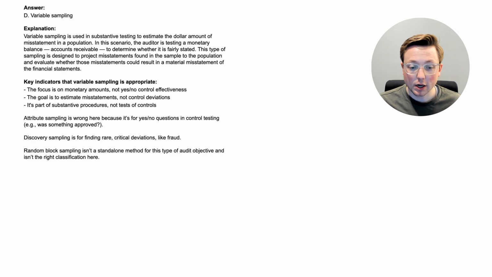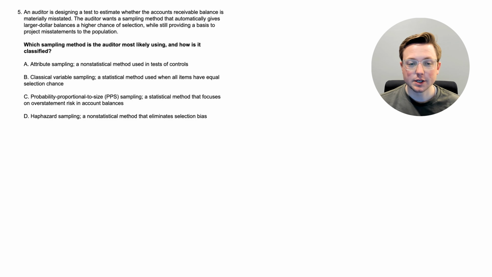And then random block sampling is not a standalone method for this type of audit objective and isn't the right classification here. Again, we're not going to dive very deep into random block sampling. I just wanted to make clear the difference between variable sampling and attribute sampling. With variable sampling, you're focusing more on amounts and you're not really testing control effectiveness. You are doing more substantive procedures. All right, with that, let's go to the next question.